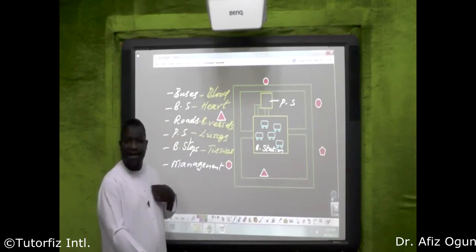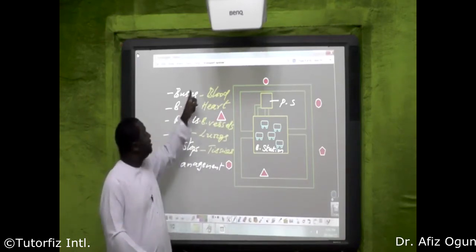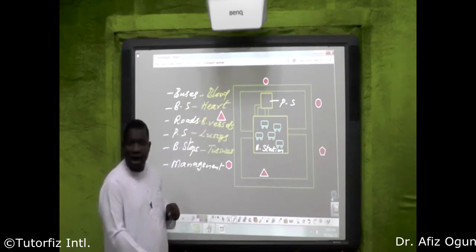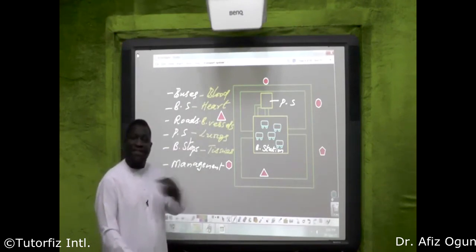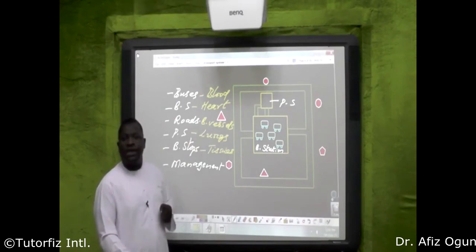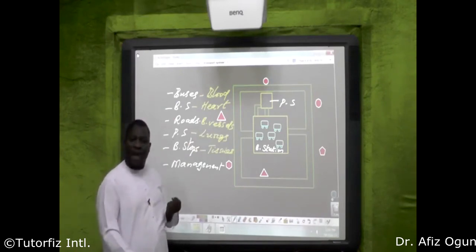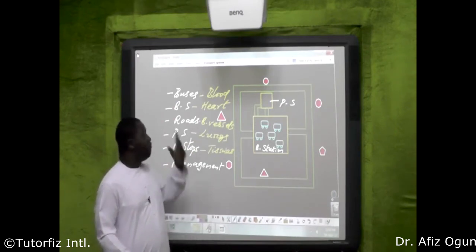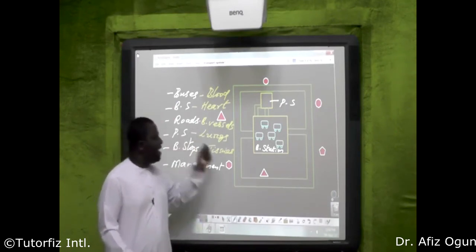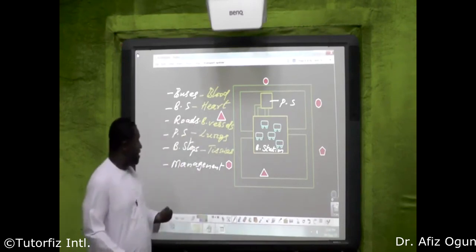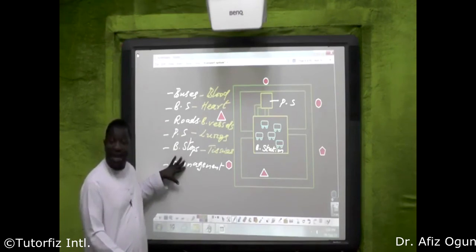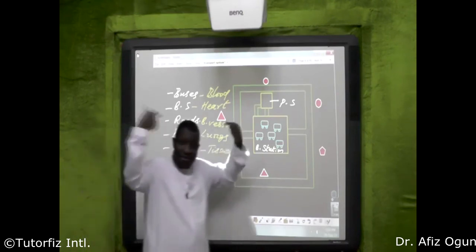In you and I, there is something which tells the blood how fast it should flow, which tells the vessels how wide they should open, which tells the lung how fast it should put the oxygen into the blood and how far it should evacuate the carbon dioxide from the blood. You have bus stops, which with the management, tells the tissues what to bring out, what to take in. This is the management, and that management is the brain.